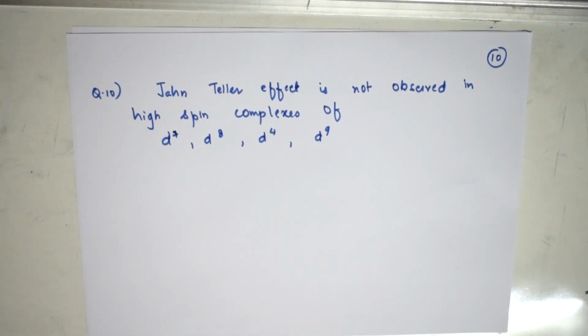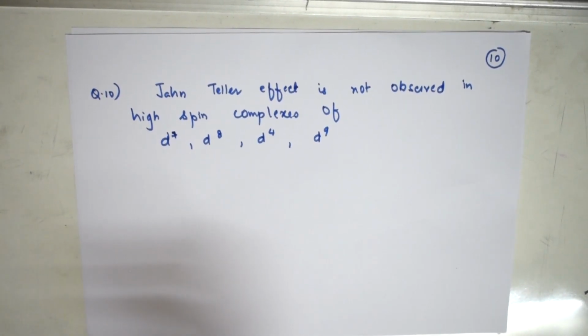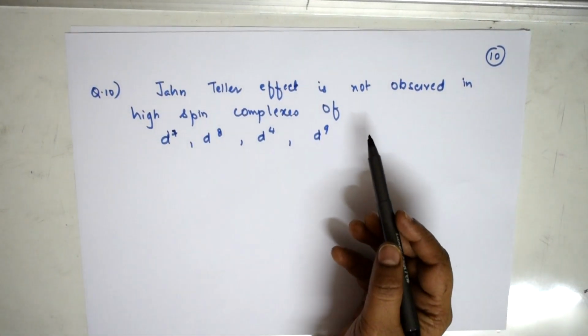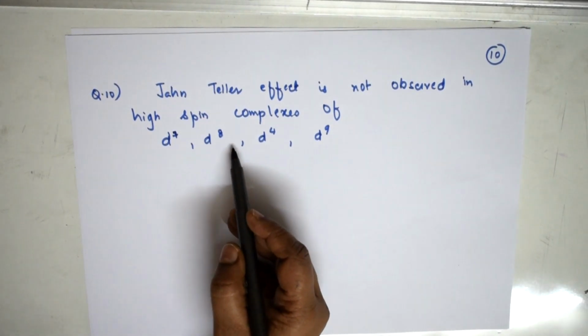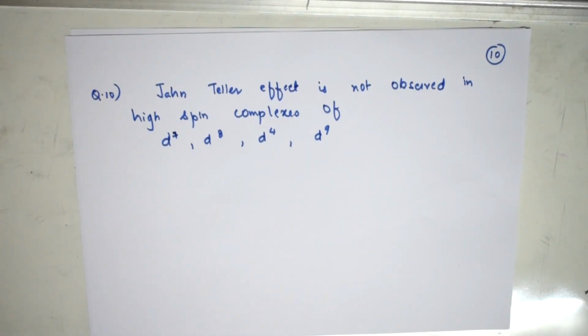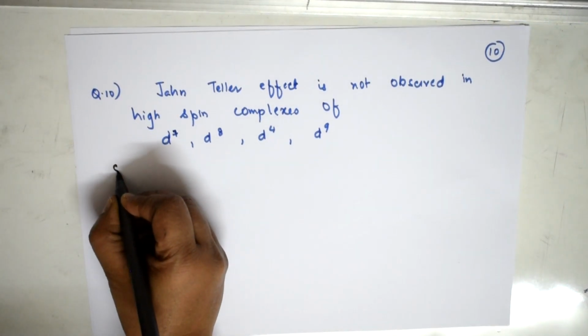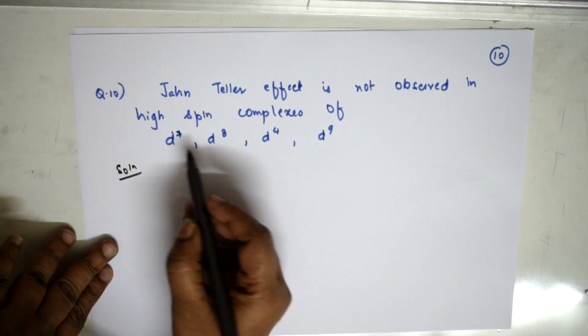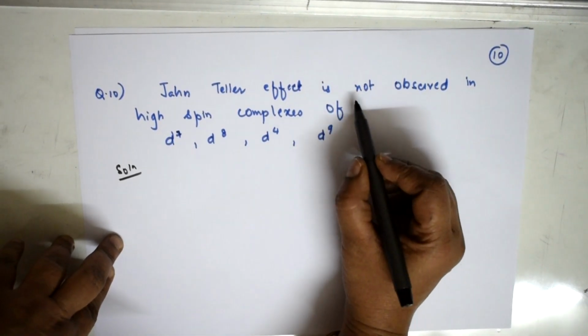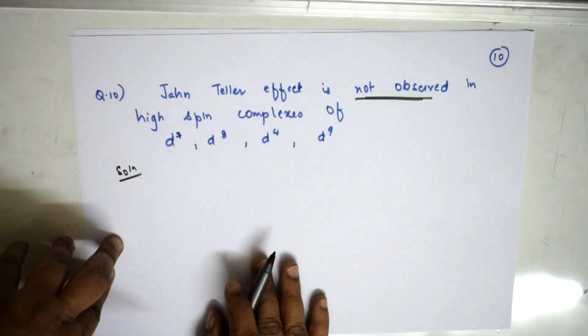This is a very important concept, the Jahn-Teller effect, very important in your coordination compounds. Let's solve the question. They have given that the Jahn-Teller effect is observed in high spin complexes of d7, d8, d4, d9. First of all, what is the Jahn-Teller effect? Let us understand. But before that, let us draw the orbitals for this. Now they said the Jahn-Teller effect is not observed, so I have to see in which one it is not observed.